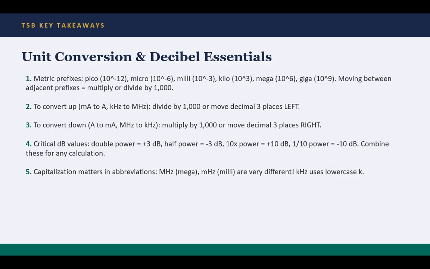So there's our unit conversion and decibel essentials, the key takeaways: metric prefixes, pico, micro, milli, kilo, mega, giga, and moving between adjacent prefixes, multiply or divide by 1000. To convert milliamps to amps, kilohertz to megahertz, divide by 1000 or move the decimal 3 places to the left. To convert amps to milliamps, megahertz to kilohertz, you multiply by 1000 or move the decimal 3 places to the right. Critical dB values: double power equals plus 3 dB, half power minus 3 dB, 10 times power equals plus 10 dB, 1/10 power equals negative 10 decibels.